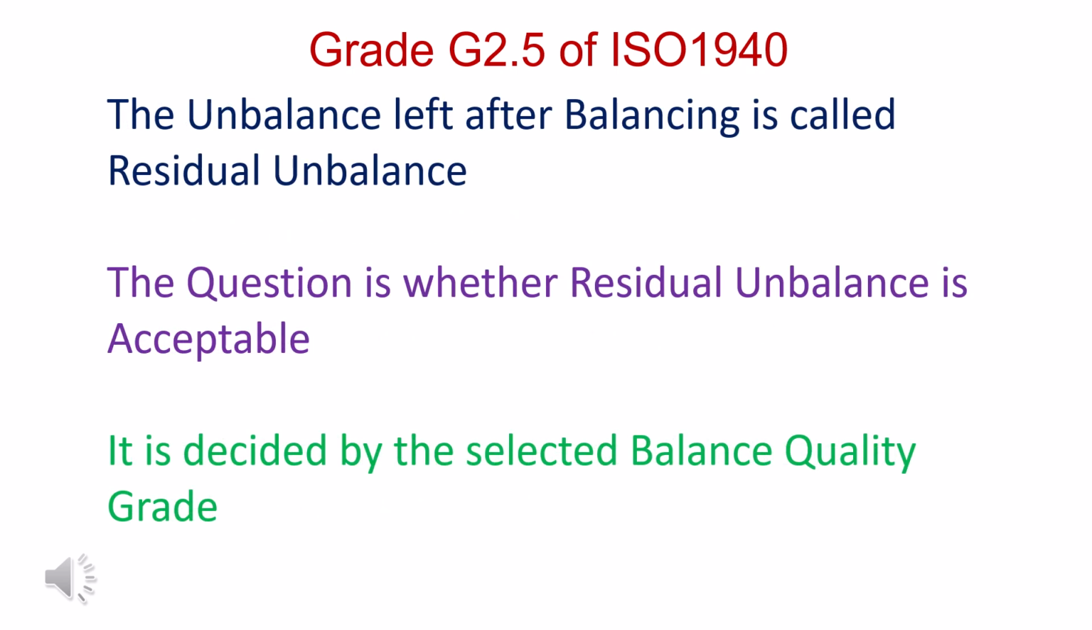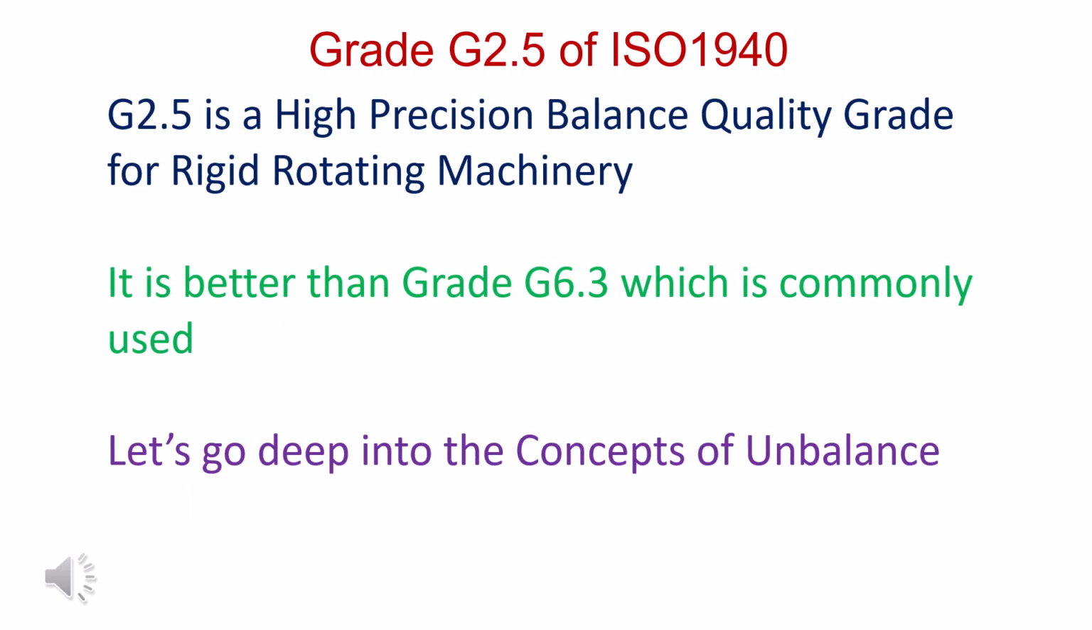The unbalance left after balancing is called residual unbalance. The question is whether residual unbalance is acceptable. It is decided by the selected balance quality grade. G 2.5 is a high precision balance quality grade for rigid rotating machinery. It is better than grade G 6.3, which is commonly used.